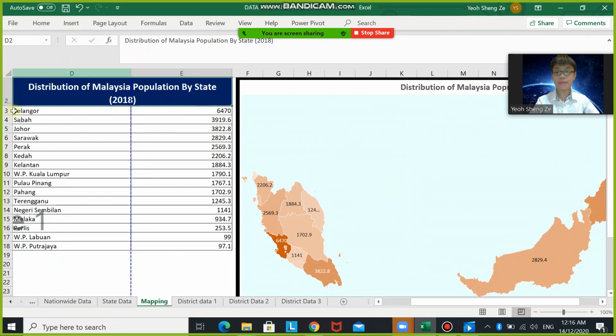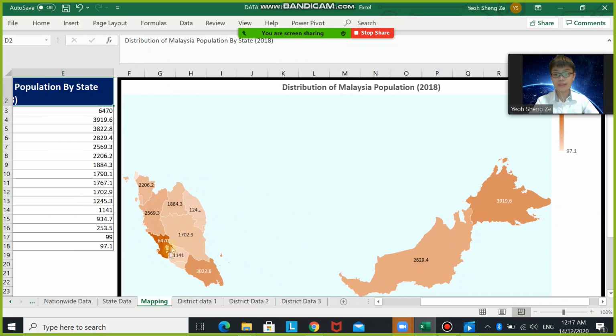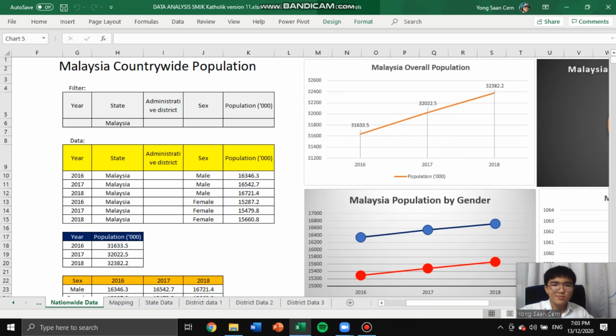This is a table of distribution of Malaysia population by state 2018. This table is used to create the map chart on the right here. As you can see, the darker color represents areas that are highly populated, whereas the lightly colored areas represent less populated areas. From this map chart, we can conclude that the west coast of Peninsula Malaysia is more populated than the east coast. Besides that, Sabah has a higher population compared to Sarawak.